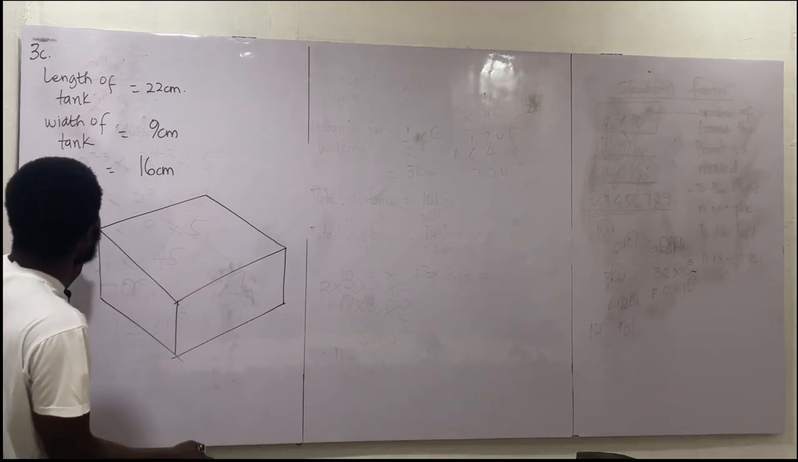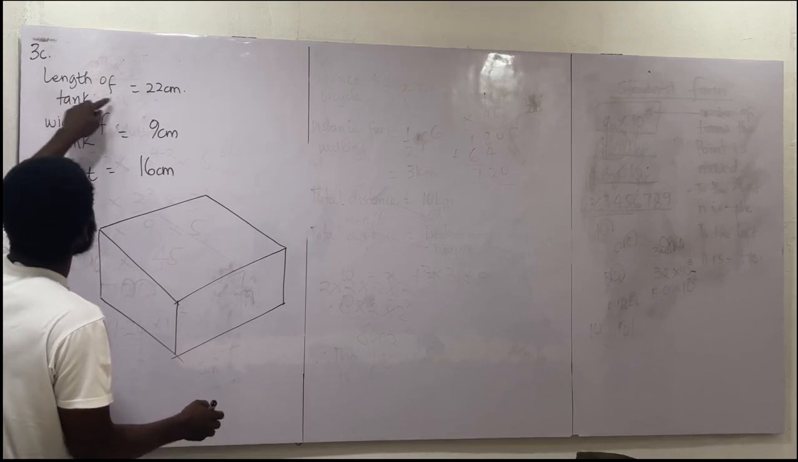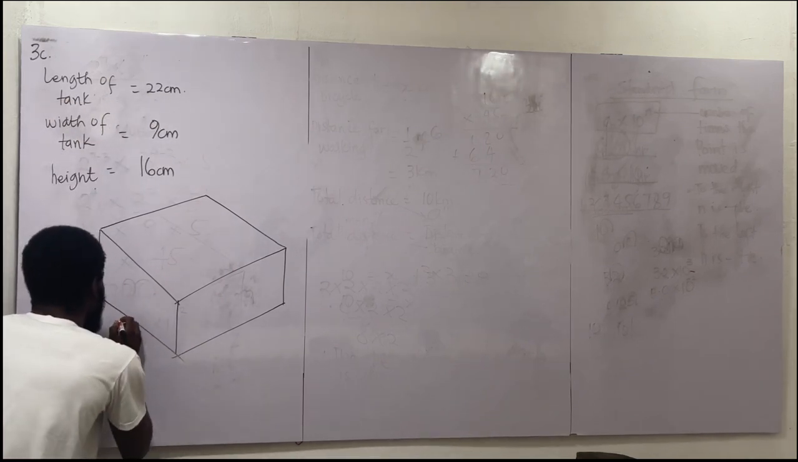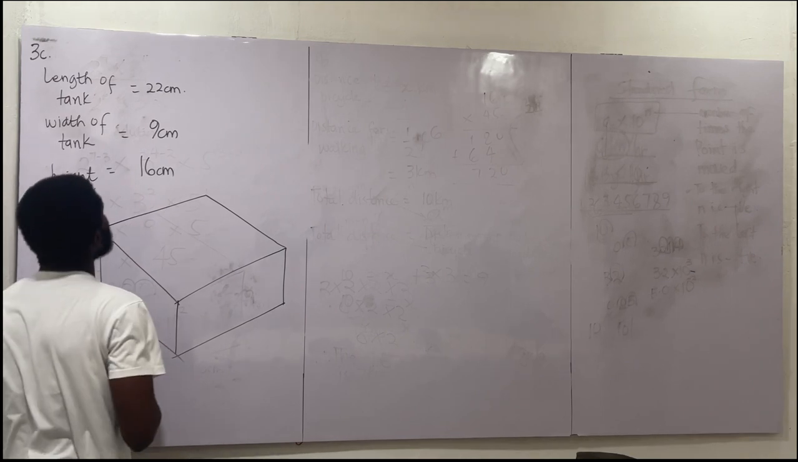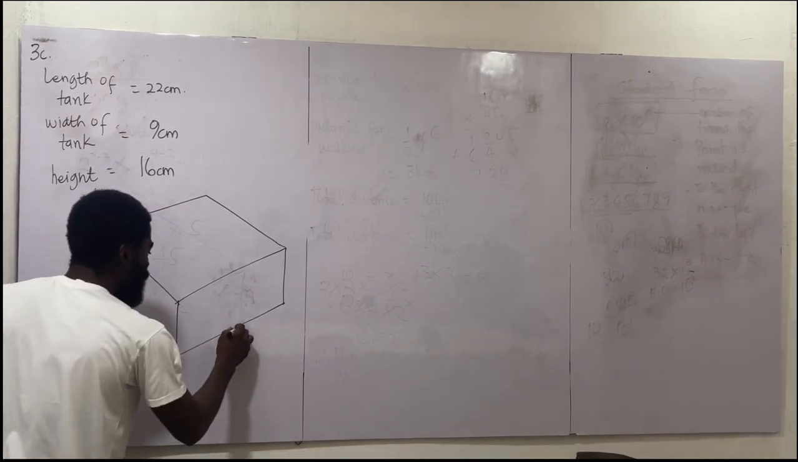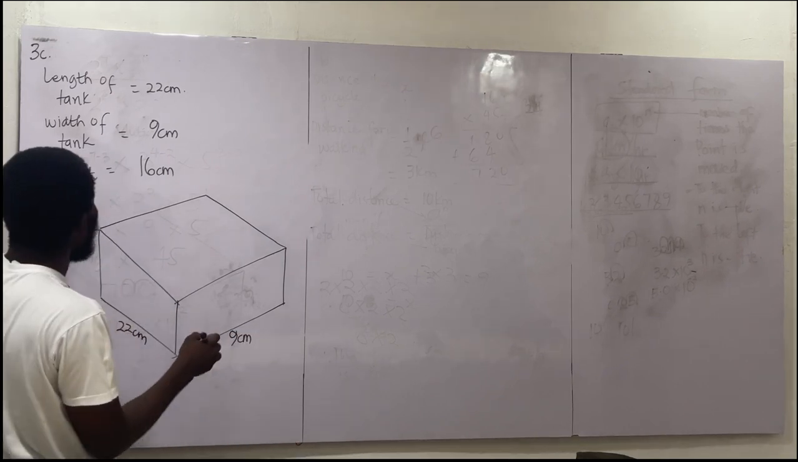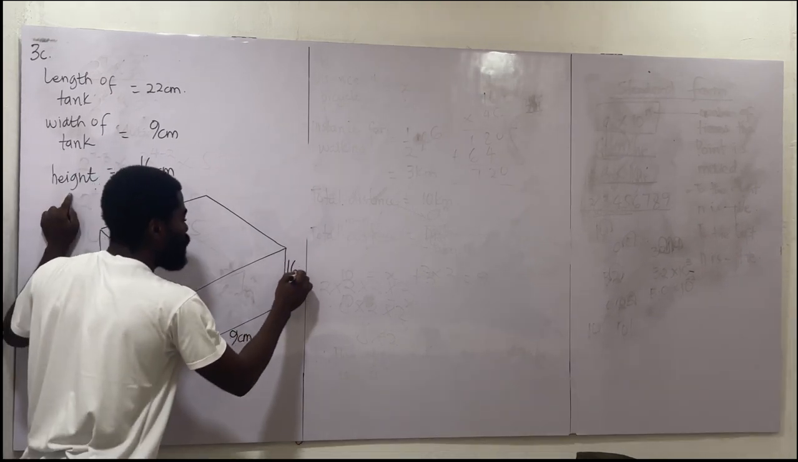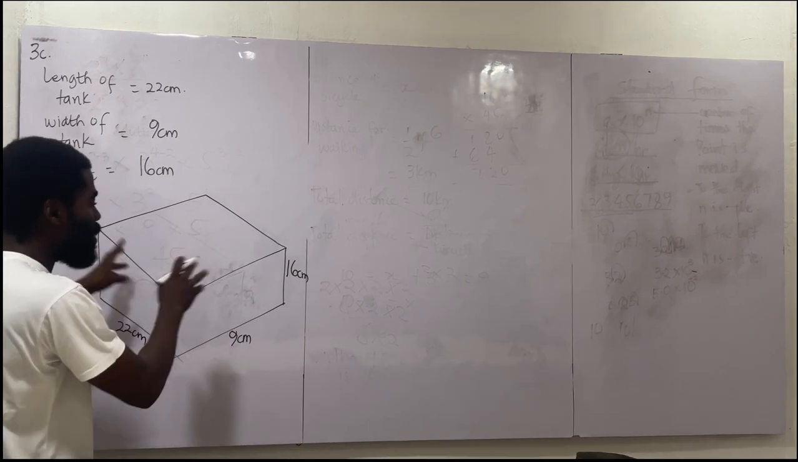Good. Now, per the question, the length of the tank is what? 22. So I put 22 cm here. Then the width of the tank is 9 cm. So I put 9 cm here. Then the height of the tank is 16 cm. So I put 16 cm here. So this is a diagram.